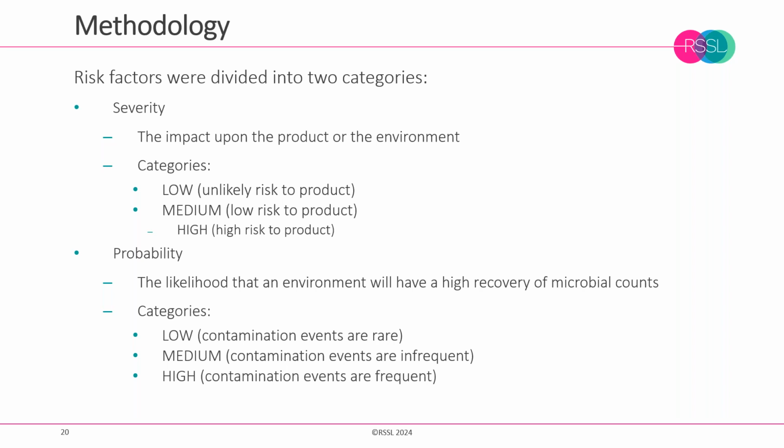So in relation to severity, it's low if it's unlikely to present a risk to the product, it's medium if it's a low risk, and high if it presents a tangible risk. And then probability, the likelihood that the environment will have a presence of microbial counts, is that again low where contamination events are rare, medium if they're infrequent, and high if they are frequent. And here we can draw upon a lot of environmental monitoring data to help to guide us through that process.